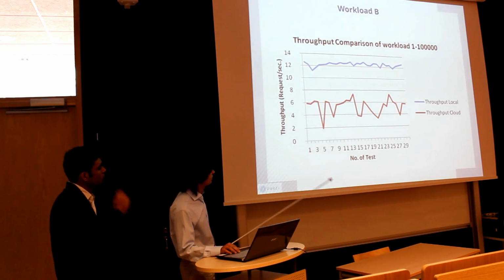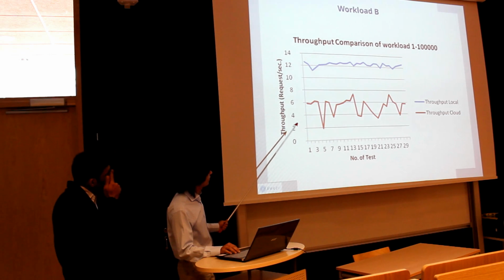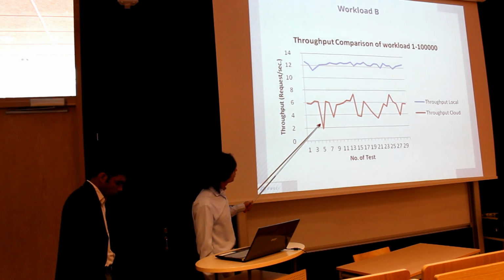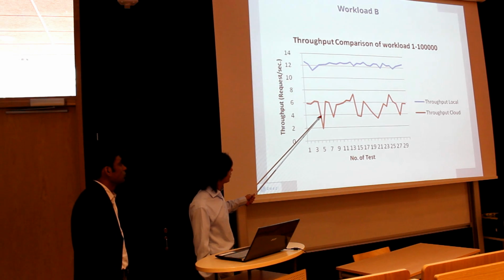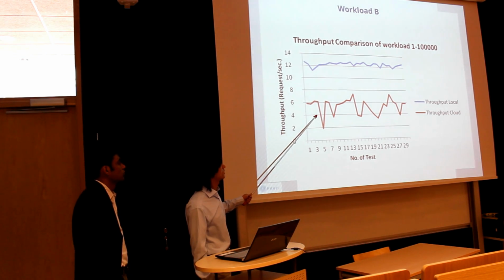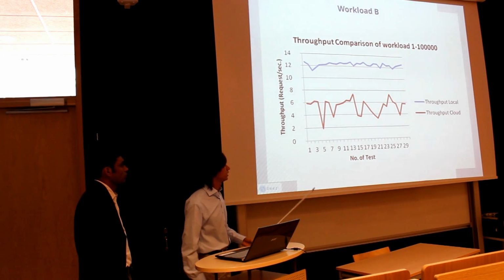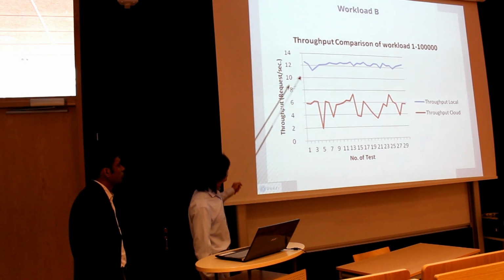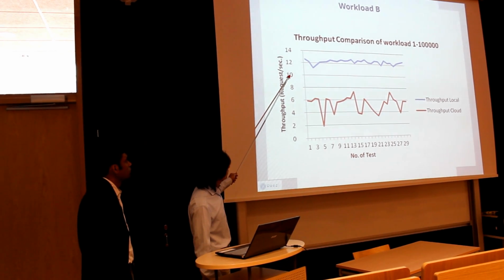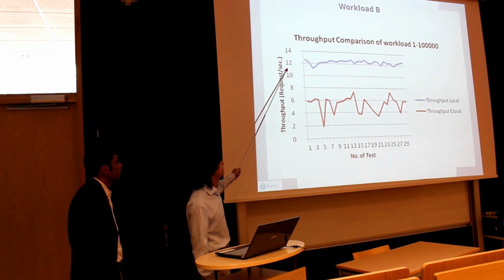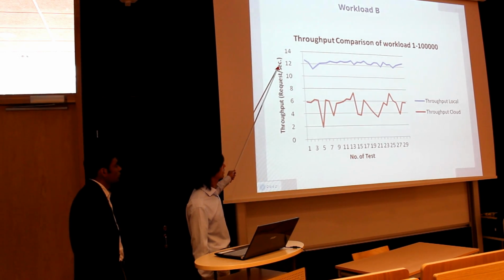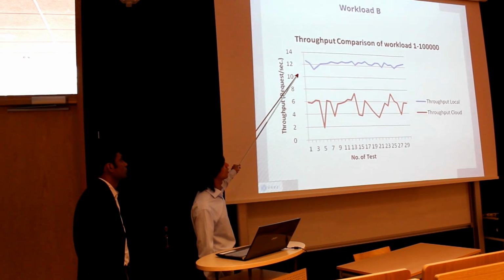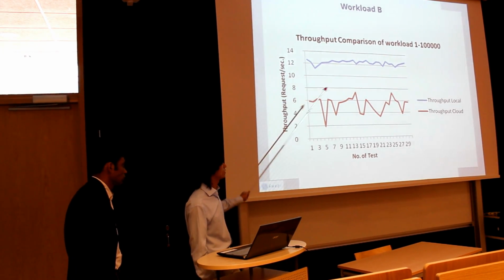So here is workload B that we have conducted. And you can see the results for all of the 30 tests are very irregular. Again, this might be because it was peak time and users were using the same resources. But on average, the cloud web server performed double. The number of requests it is serving is double as compared to the local web server. So the performance of the local web server is good as compared to the cloud web server.